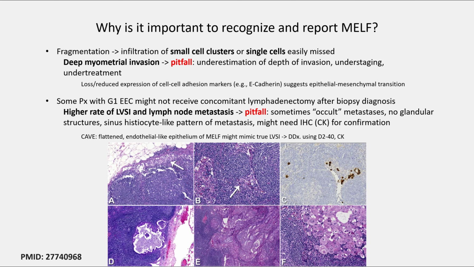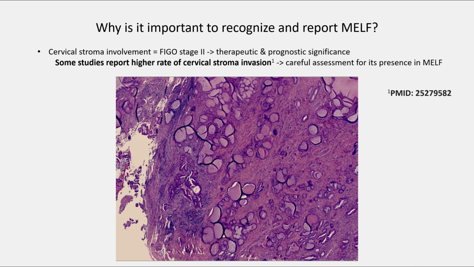Even more important, though, is to avoid confusing MELF for true lymphovascular space invasion. The flattened cells of MELF microcystic glands are good mimickers of vascular endothelium. So again, resorting to IHC studies such as podoplanin or D2-40 may be of use to differentiate between the two. And lastly, some studies have reported a higher rate of cervical stroma invasion in MELF, so a more careful assessment for its presence in cases with MELF might be warranted.